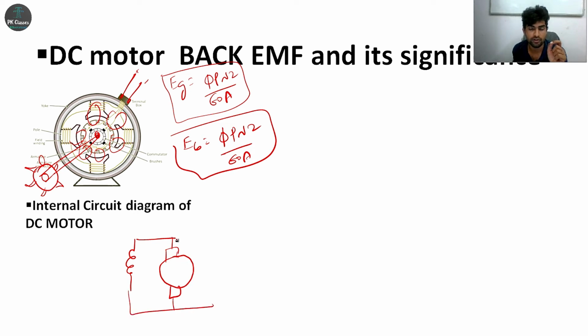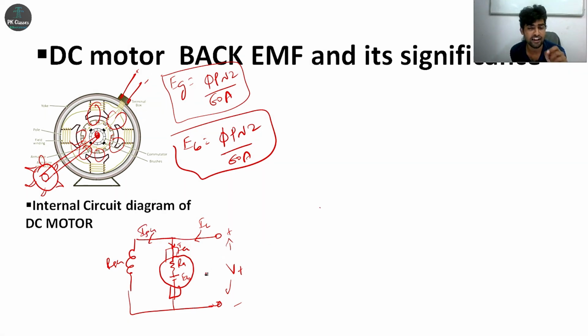This one is your supply voltage, the terminal voltage, plus and minus. Inside the rotor, we have an armature conductor, that is RA, and whatever induced EMF, that is EB for your motor. This is RSH, this one is IL, this is IA, and this one is ISH.